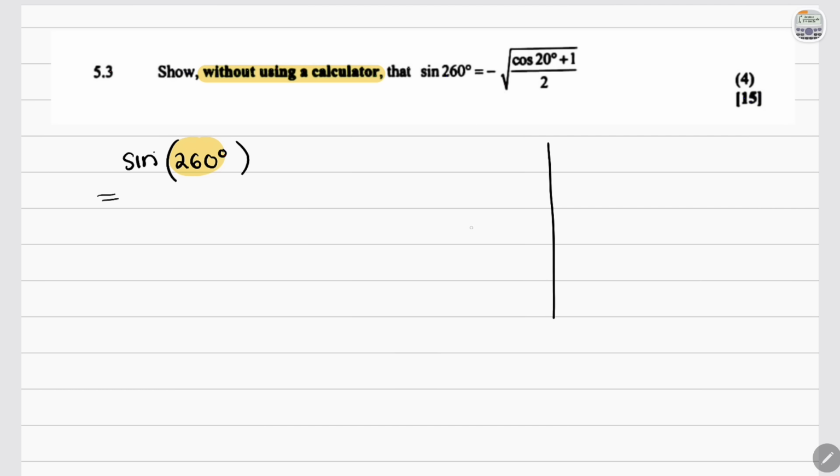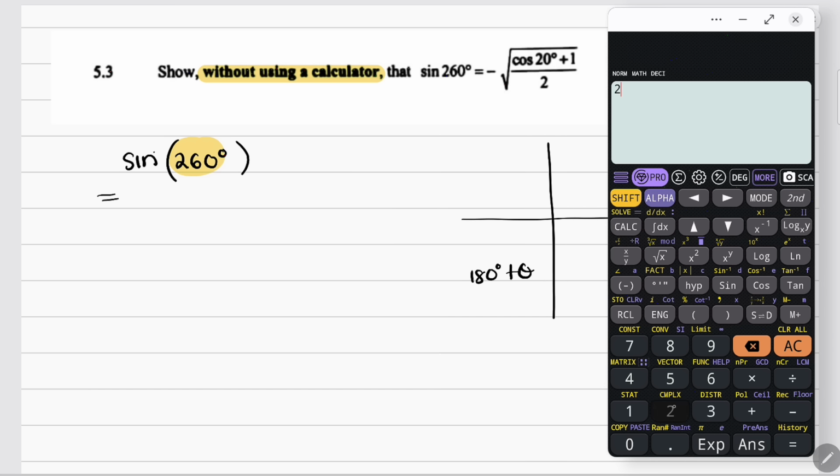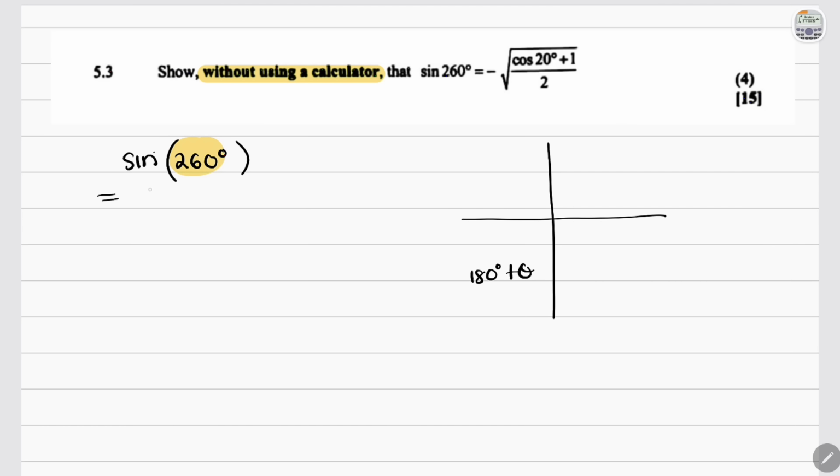So let's reduce that. So where would 260 degrees lie? 0 degrees, 90 degrees, 180 degrees, 270 degrees. So 260 degrees is somewhere here. Okay, and so because it is in the third quadrant, you're going to use that reduction, which is 180 degrees plus theta. So 180 degrees plus what gives you 260? Just say 260 minus 180 quickly. Okay, so that's 80 degrees. So I know that this can be sine.